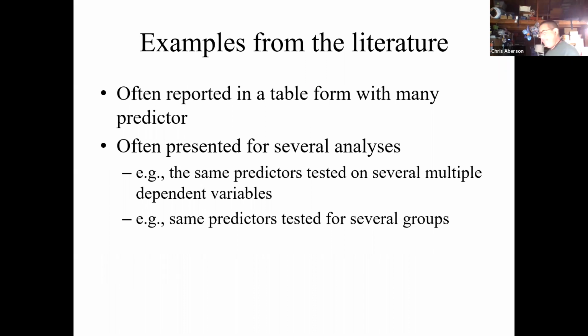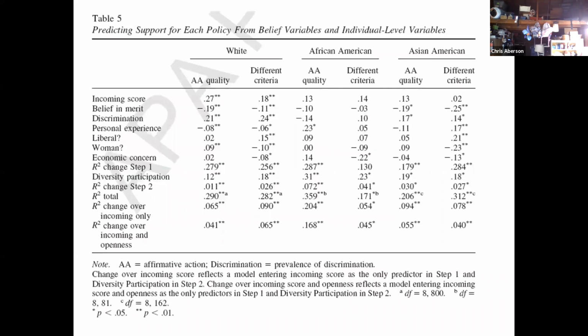All right. More examples from the literature. I think this is from the same study we just looked at. Often these are reported in table form with many predictors, often presented for several analyses. So you might see 3 or 4 multiple regressions presented. You might be looking at the same predictors tested on multiple dependent variables, on multiple groups of people. That's what I did in this study.